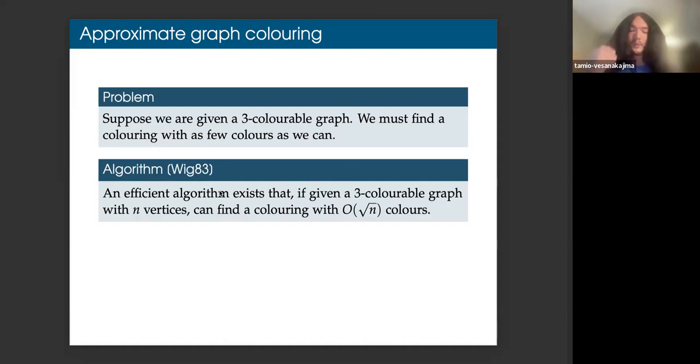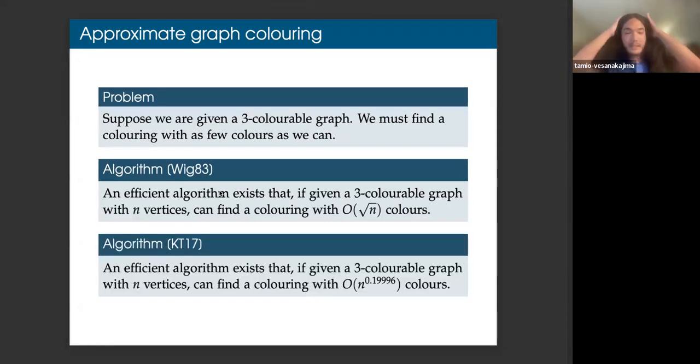And this has been improved step by step for the last 40 years almost, up to today, where the state of the art by Kawarabayashi and Thorup gives O of n to the 0.19996 coloring for a 3 colorable graph. Now, this constant looks really random, but it's actually a very big improvement from the last one, because up till this constant, people kind of thought that maybe 0.2, so the 5th root of n, is a natural bound. But it's just a bit below 0.2, so who knows where the bound is. So this is the approximate graph coloring problem, which again is the main inspiration for this line of research.